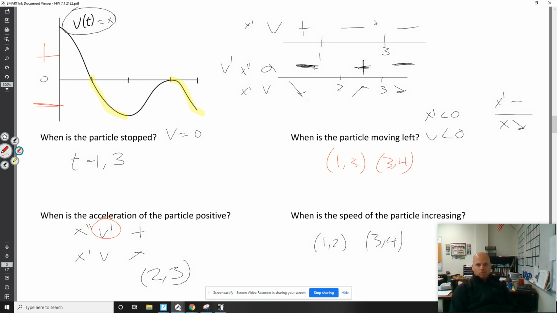Particle's moving left, boom. 1 to 3, 3 to 4, or 3 to infinity. Let's say we stop at 4. When's the acceleration positive? When velocity is increasing, 2 to 3, boom. However you got that. Speed increasing, signs of V and A are the same. Okay?